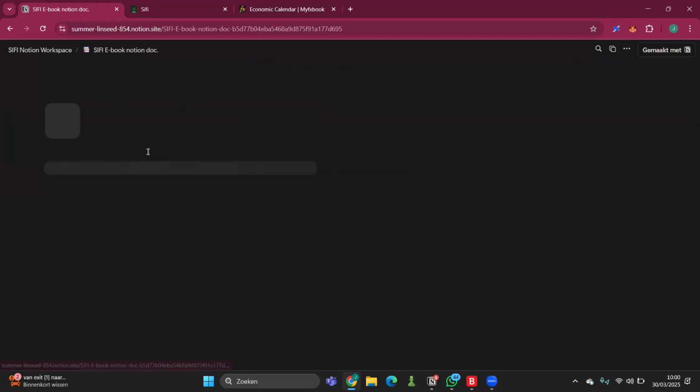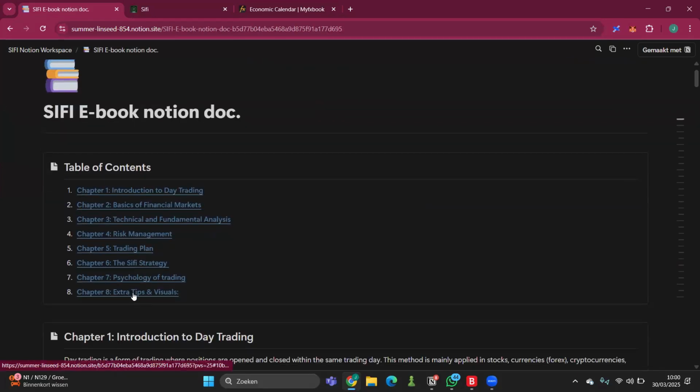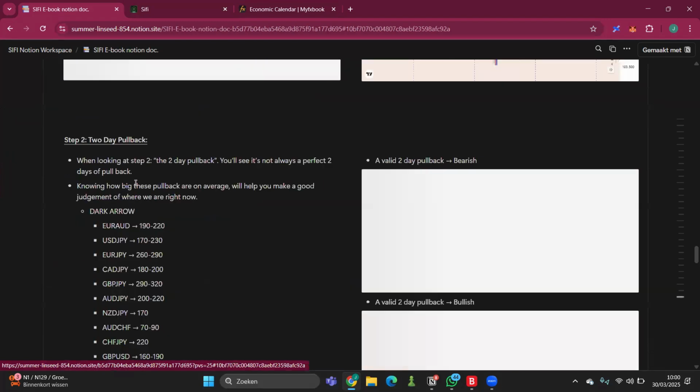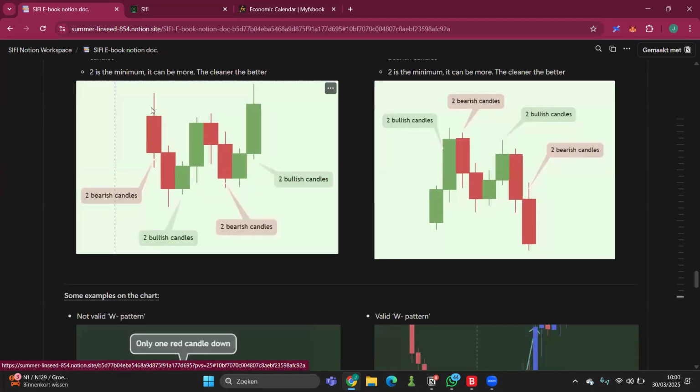You can also check the ebook. We have it in Notion, but also in PDF. Right here, you can see what we like to see in a W like that. We have 2 candles down, 2 candles up, 2 candles down, 2 candles up. This is a minimum. If you have 3, 4, 3, 2, that's also cool. But anything less than that is not really what we are looking for.